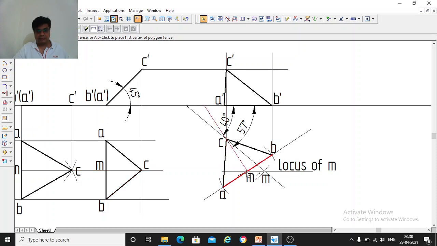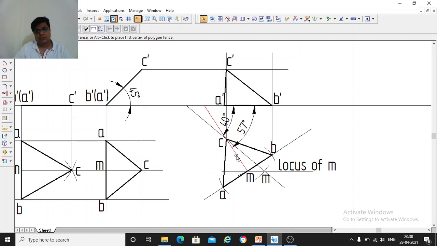Then on this locus line you draw the apparent length CM, the apparent length of the median CM. So this CM is here now. Rotate this triangle and get the points A, B, C on this median CM. Rotate it and keep CM on this line. Use your geometrical relationships and redraw this triangle here. So get the points A, B, C, that is the top view of this triangle when the median is inclined at 40 degrees to VP.